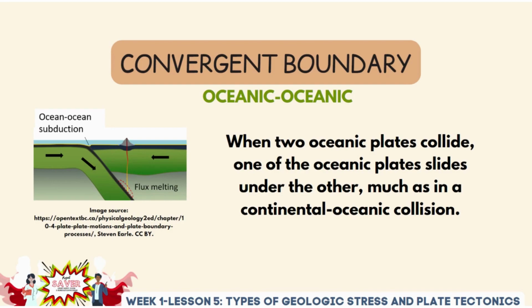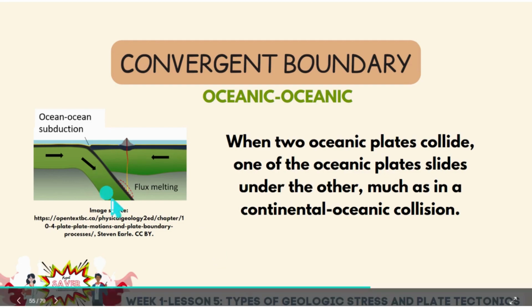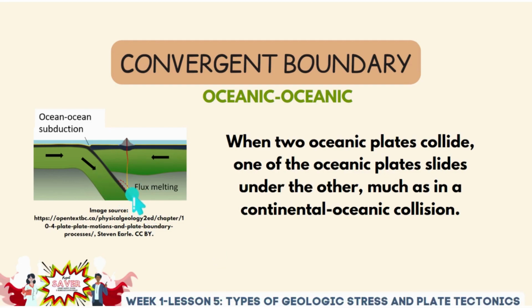Nangyayari naman ito kapag two oceanic plates ang nag-collide. Anong mangyayari kapag pareho silang oceanic plates? So kapag pareho silang oceanic plates na nagbanggaan, yung isa sa mga oceanic plates naman ang magsasabdak o magi-slide under the other. Anong pwedeng mangyari kapag ang isa ay nagsabdak? Kapag ang isang oceanic plate ay nagsabdak, yon ay magiging part ulit ng mantle at matutunaw.